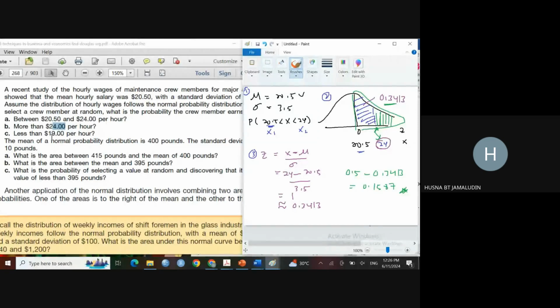And the same thing with less than 19. So you know that your middle is 20, right? So 19 should be here. So you find the probability for 19 first. And then once you get the answer, you minus with this, because less than 19 is this part. So the same thing. Basically you draw a diagram, then you find out which area we are talking about.